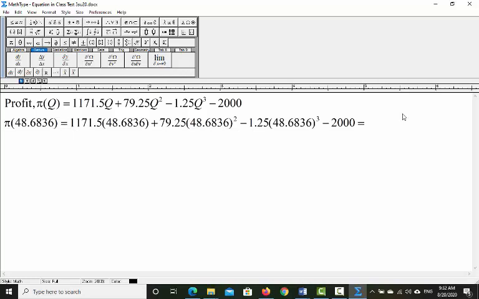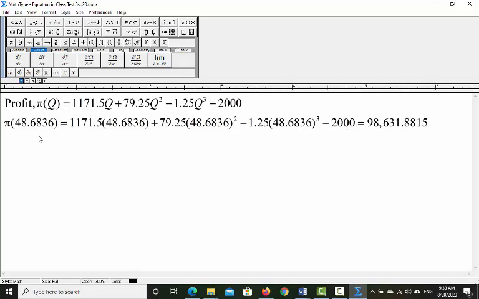So the answer is 98,631.8815. I don't know what the currency is. It may be dollar, it may be pound, it may be taka, whatever. The question didn't give us any information on that. So that's the maximum profit.